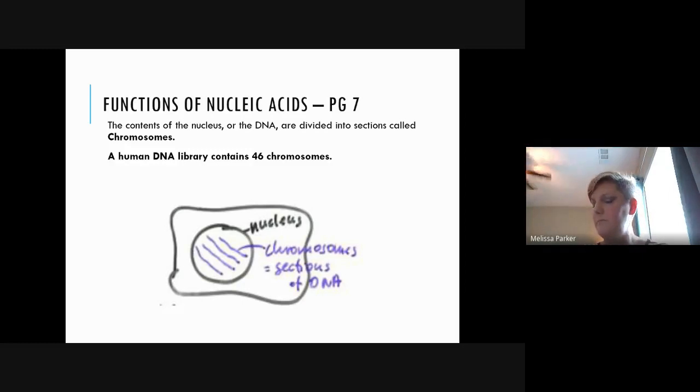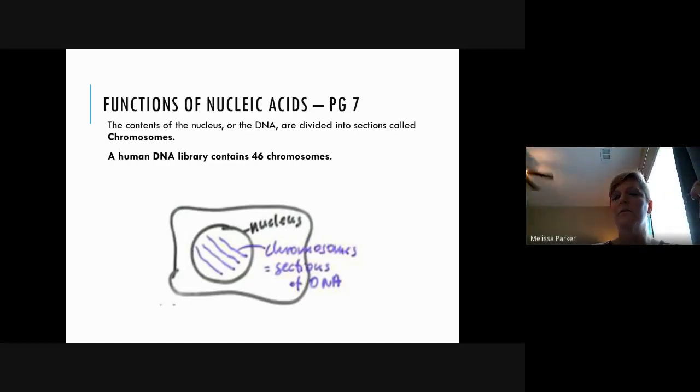Okay. So the functions of the nucleic acid. The contents of the nucleus, or the DNA, are divided into sections called chromosomes. So the human DNA library consists of 46 chromosomes. So the way I liken this is that the cell is the town in which you live, and the nucleus is the library.